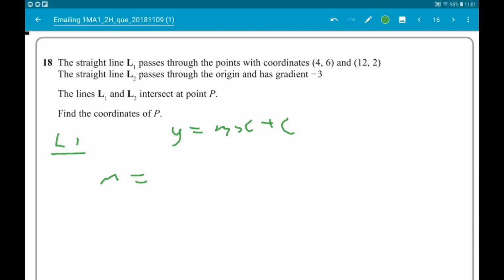Gradient is difference in y over difference in x. So, if we do 2 minus 6, we then have to do 12 minus 4 on the bottom. Okay, on top, we get minus 4. On the bottom, we get 8. So, our gradient then is minus 1/2.